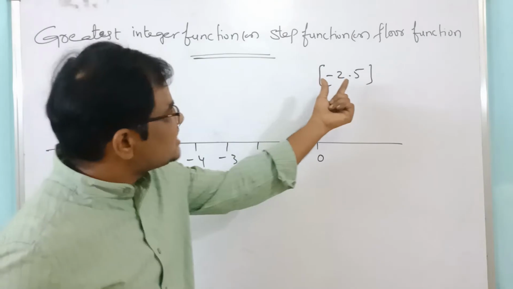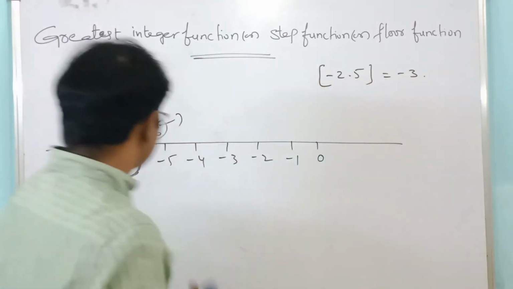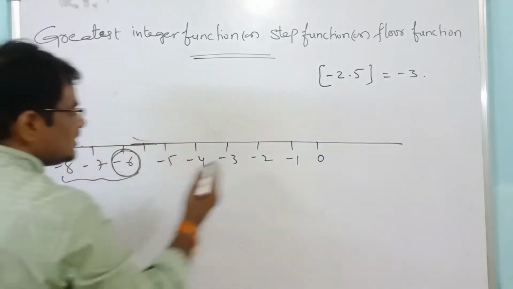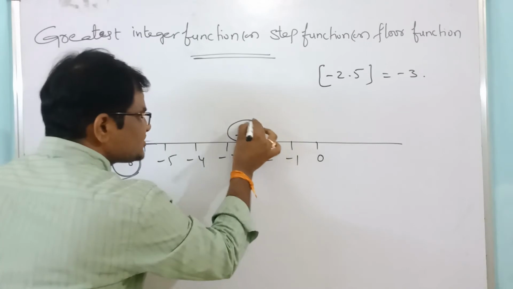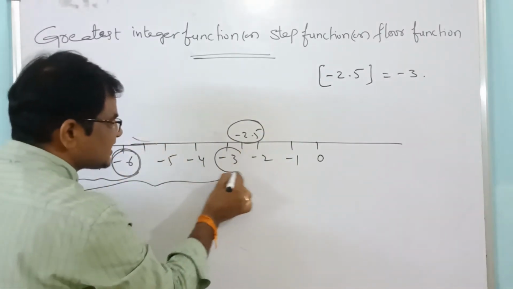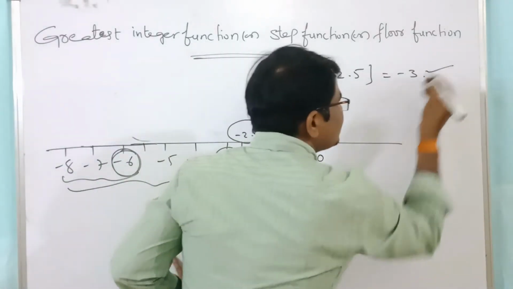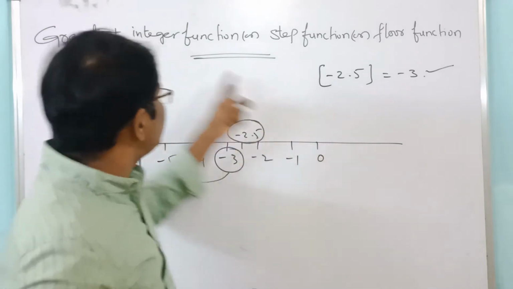Next, if you take minus 2.5, what is the greatest integer function of minus 2.5? Minus 3. Same concept. If you follow here for minus 2.5, observe to the left side of this real number all the integers. Among all the integers, which one is the greatest one? Minus 3. So that's why what you are getting? Minus 3. Right?